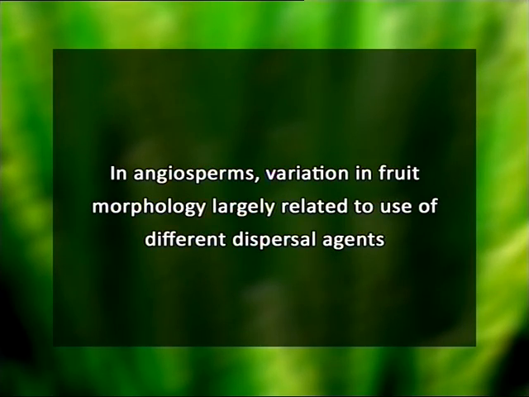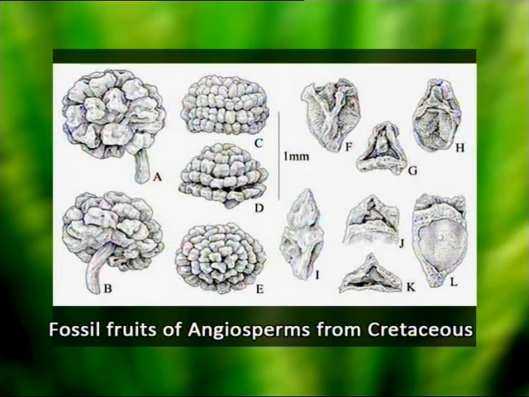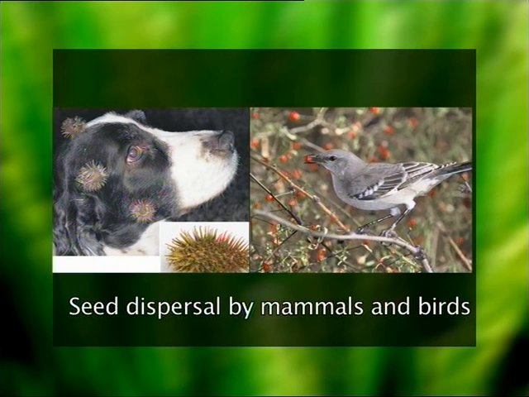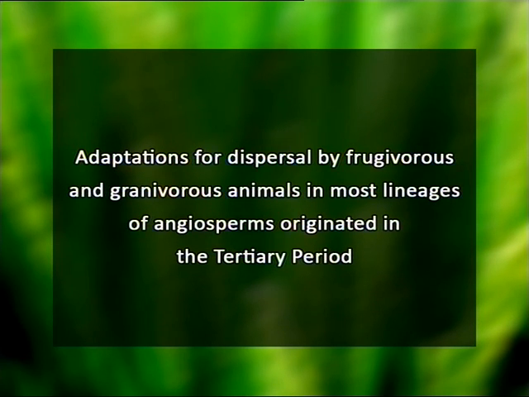In angiosperms, we see the variation in fruit morphology is largely related to the use of different dispersal agents. The fossil fruits and seeds of angiosperms from the Cretaceous era are generally small and little specialized. Therefore, they were little specialized for dispersal by mammals or birds. Adaptations for dispersal by frugivorous or granivorous animals in most of the lineages of angiosperms originated in the Tertiary period.